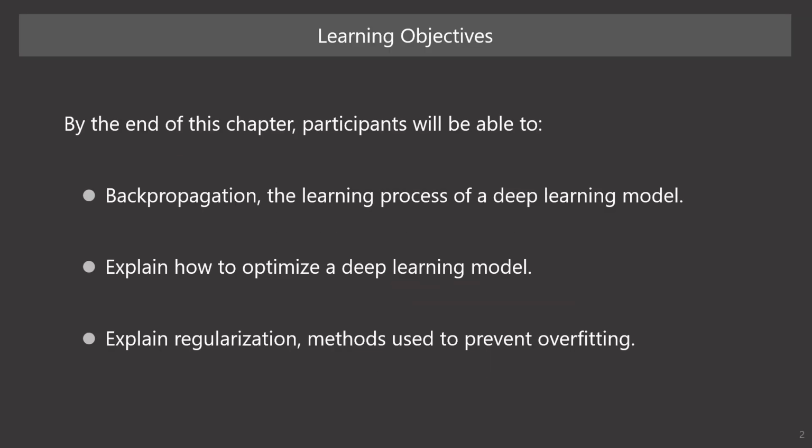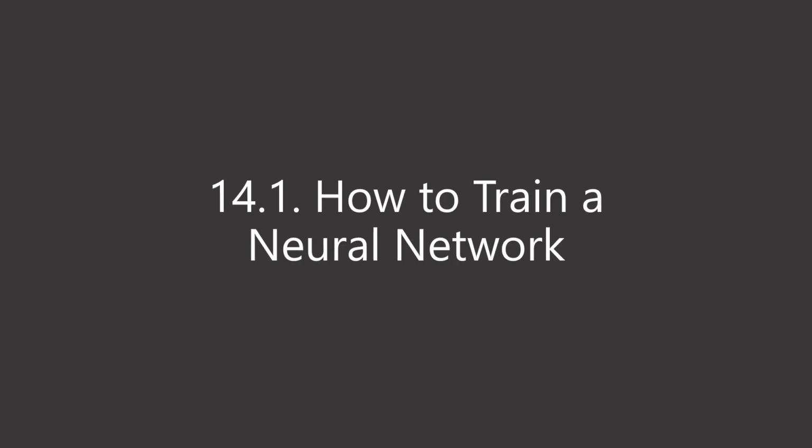By the end of this chapter, you will be able to explain backpropagation, the learning process of a deep learning model. Explain how to optimize a deep learning model, and explain regularization methods used to prevent overfitting. First, let's talk about what a neural network learns and how to train neural network.